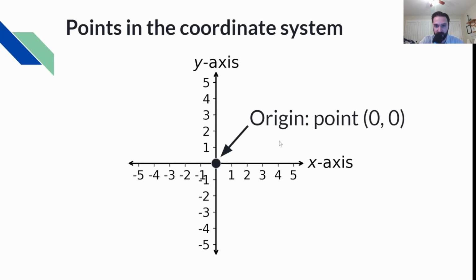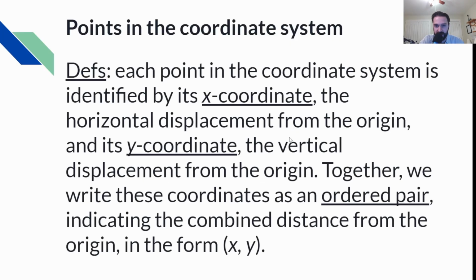And we also want to point out something I call the origin. This is the origin. It's the point 0, 0. Everything in the Cartesian coordinate system is measured relative to the origin. So let's jot that down and talk about some definitions here.